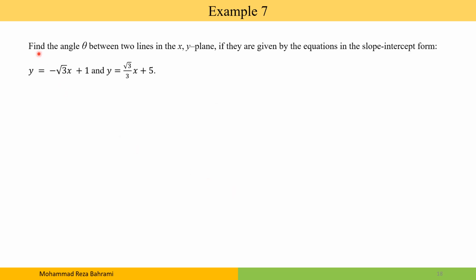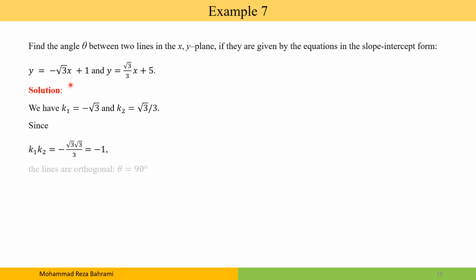In this example, we want to find theta, the angle between the two lines, if the equations are given in the slope-intercept form. So in this case, what do we have? From the first one, we have the slope of the first line, which is minus square root of 3, and the slope of the second line is square root of 3 over 3.